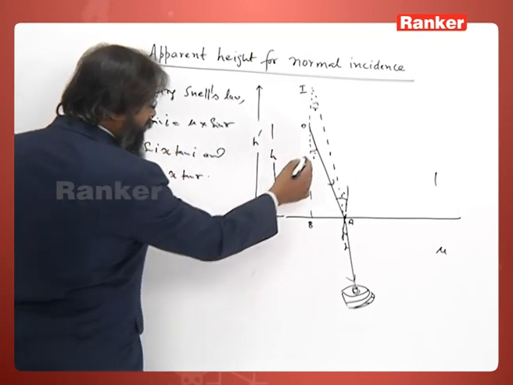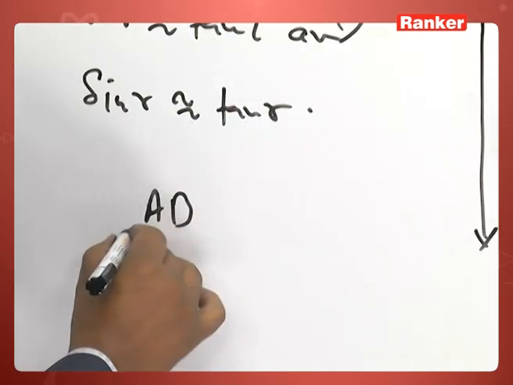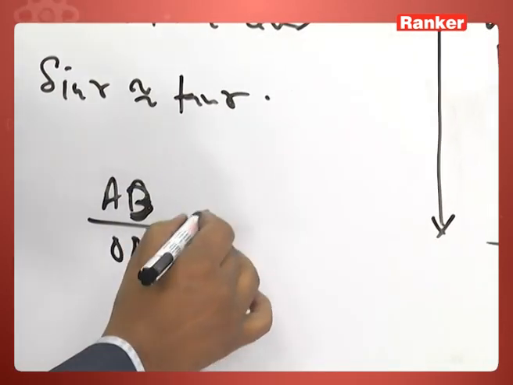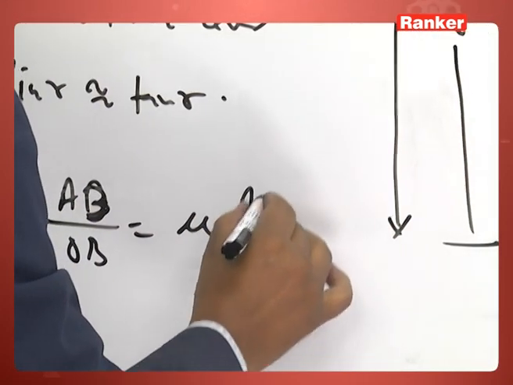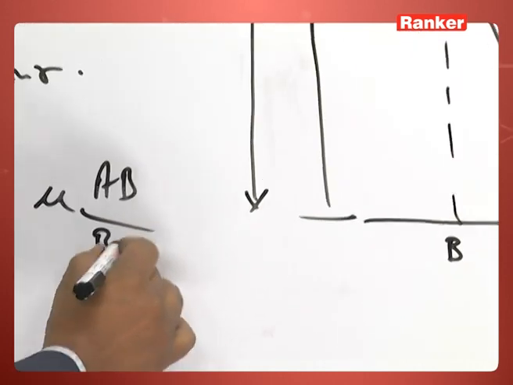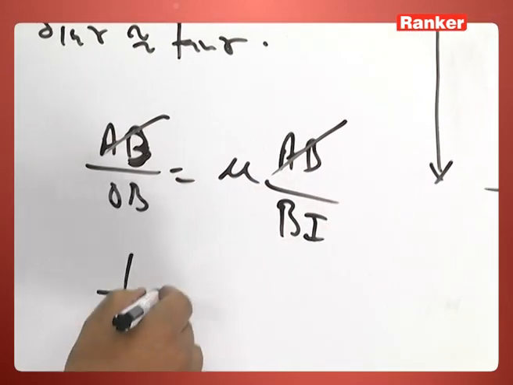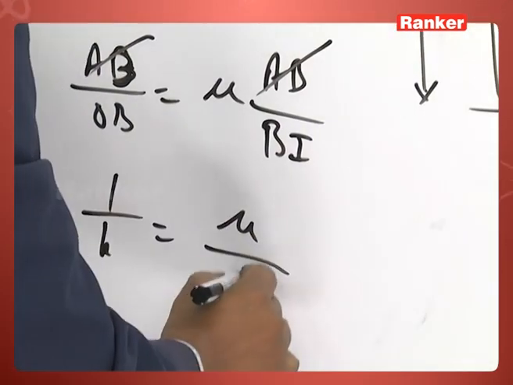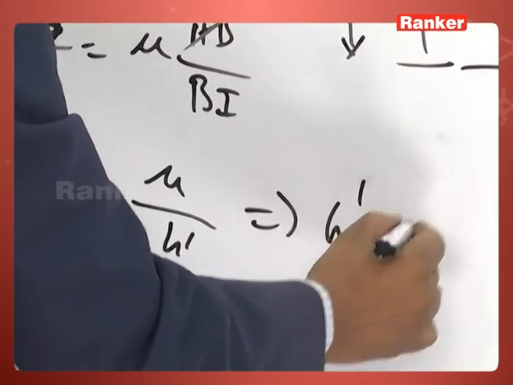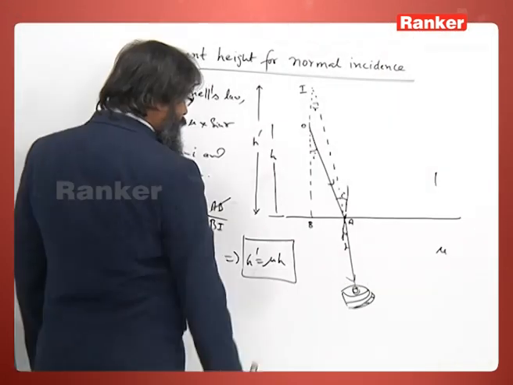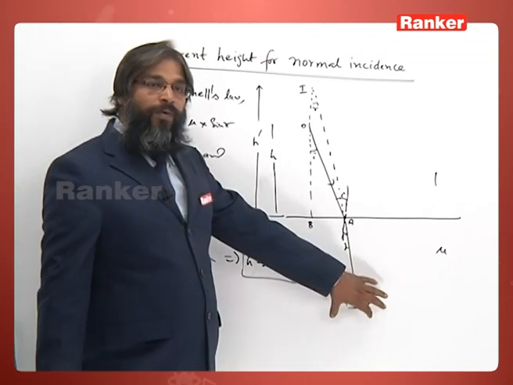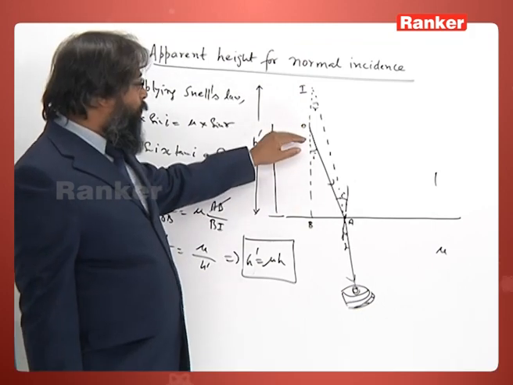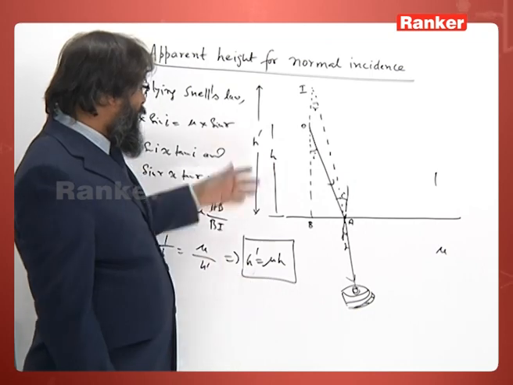So we have sin I is AB by OB, equal to mu times AB by BI. AB cancels, so 1 by OB, OB is h height, is mu times BI, BI is h dash height, which implies h dash is equal to mu h. Thus we see that if we look from the water, then the object at a certain height h will appear to be at a height of mu h.